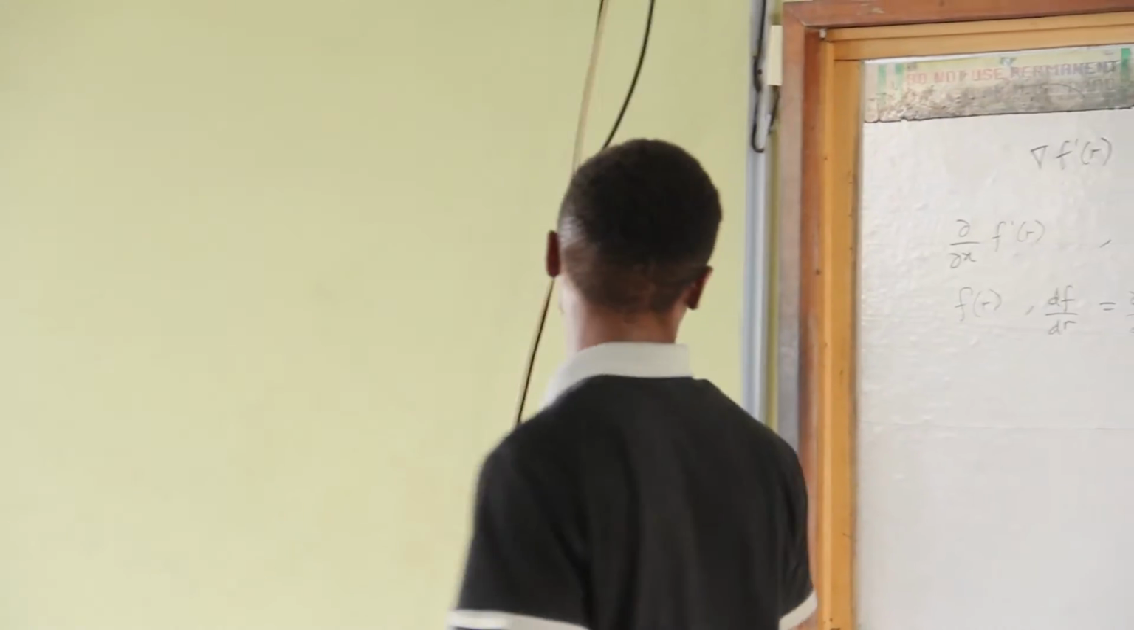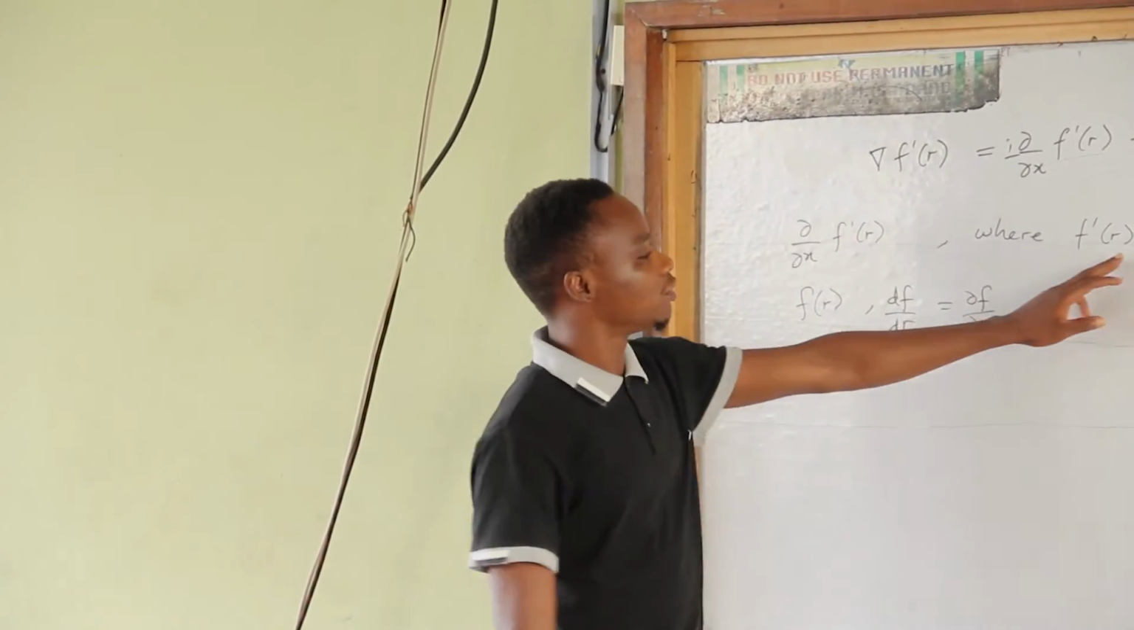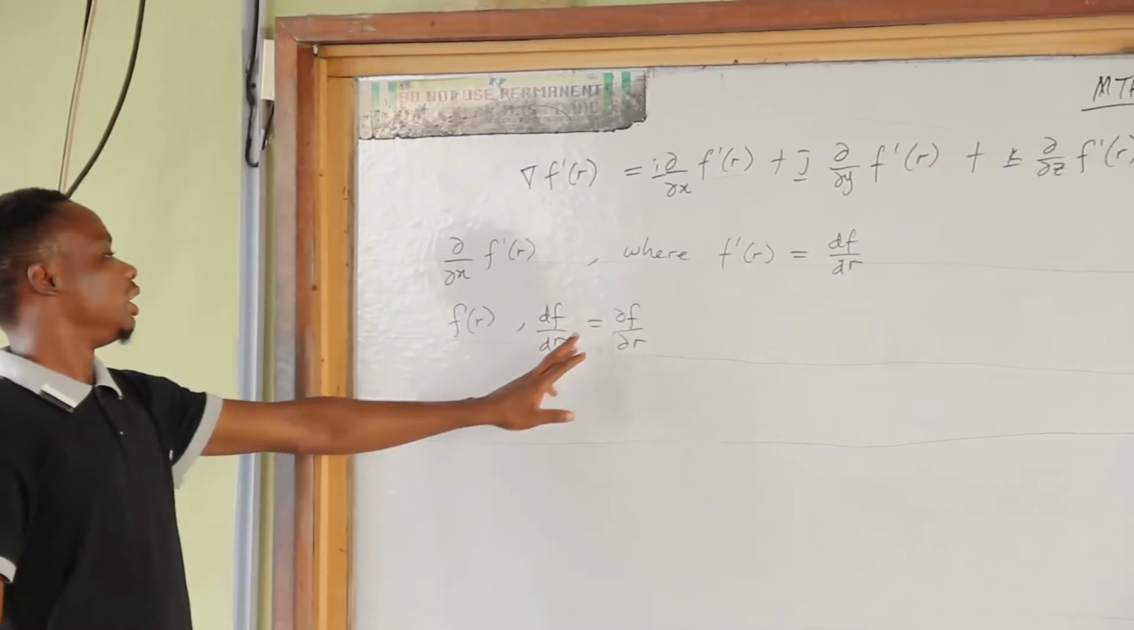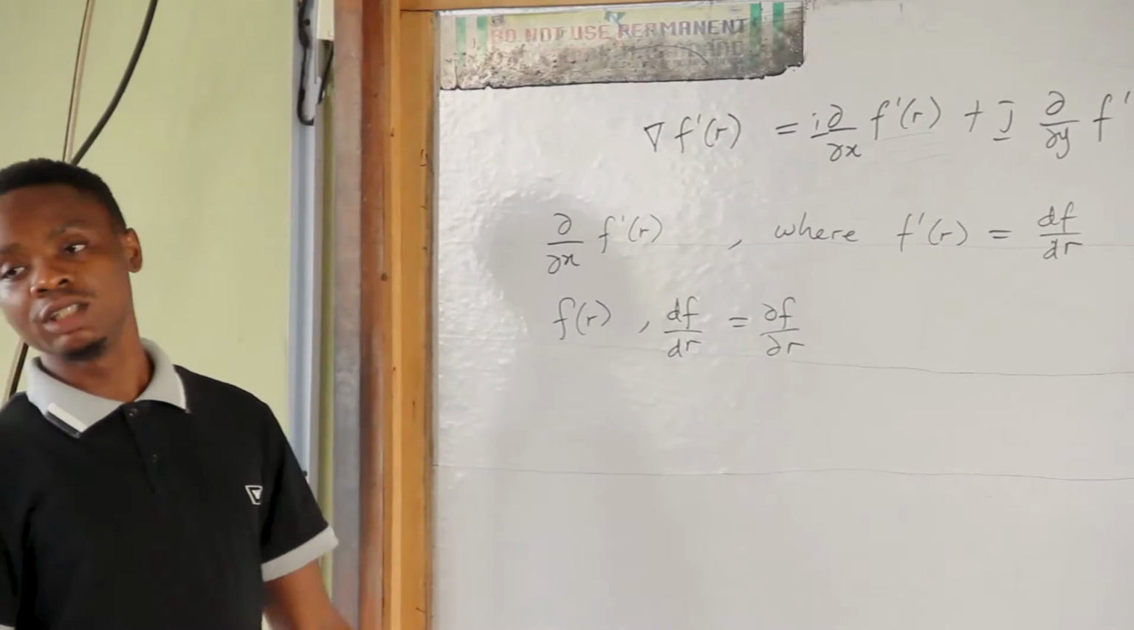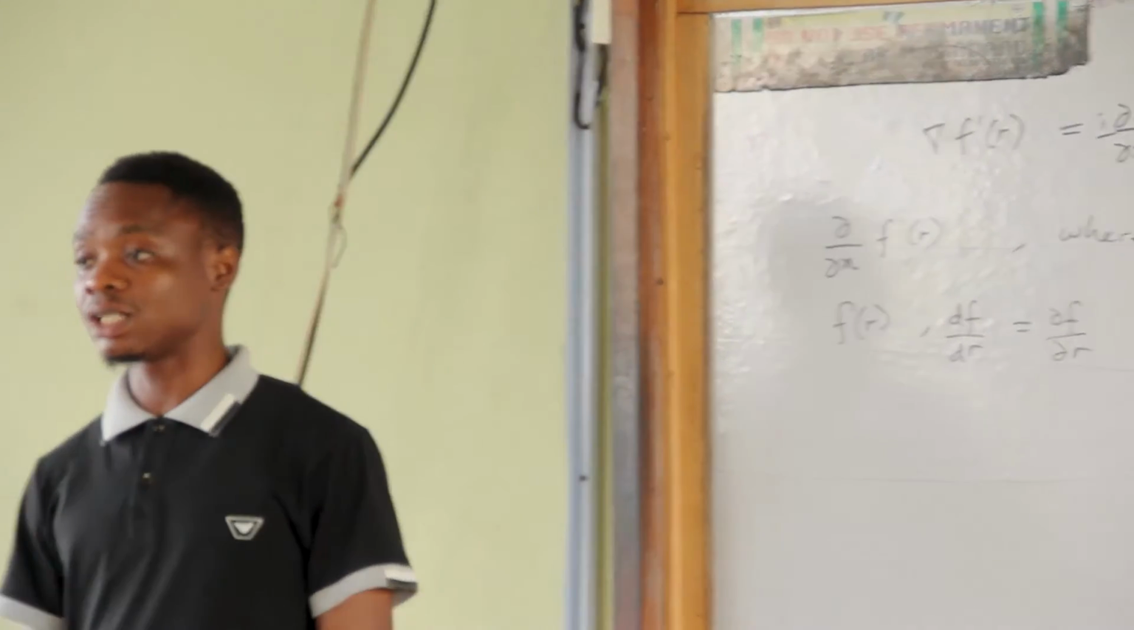If I write del f del x, since I'm taking the partial derivative with respect to x, I'm keeping every other variable constant. That is recognizing that the function depends on x and other variables. But I know that this function is dependent on only r. So if I write del f del r or f prime of r, they essentially mean the same thing. Do you understand what I just said? Because it depends on only r.